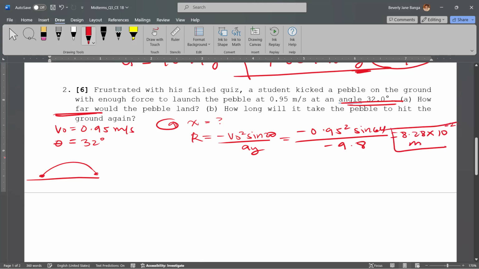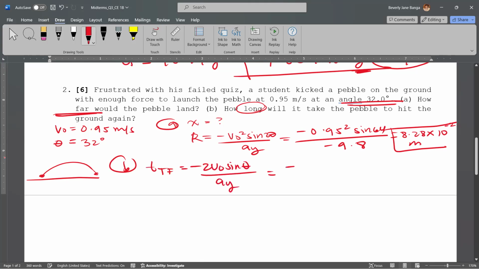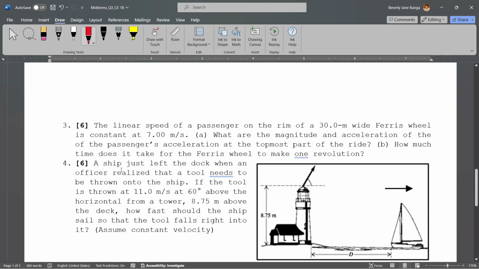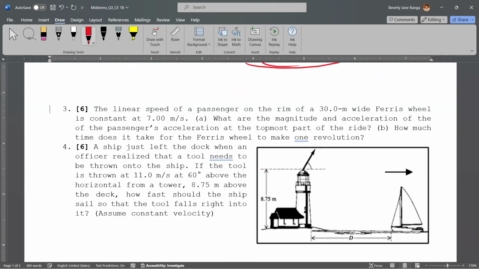Okay? Then for letter B, how long will it take the pebble to hit the ground again? Meaning we're looking for the total time of flight. That is simply negative 2 v naught sine theta over a y. And this is simply negative 2 times 0.95 sine of 32 over negative 9.8. So this will give us total time of flight equal to 0.0103 seconds. So this is 1.03 times 10 raised to negative 1 second. Okay, so very easy. Now let's go to number 3.